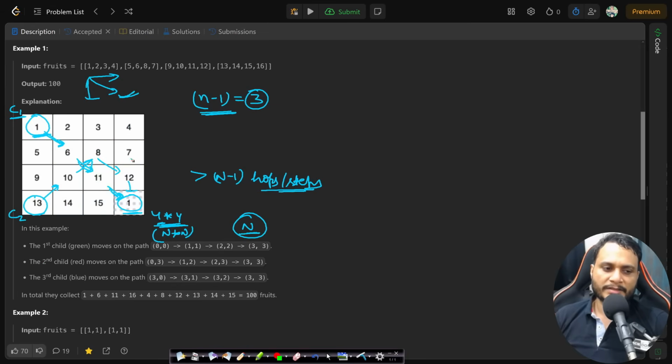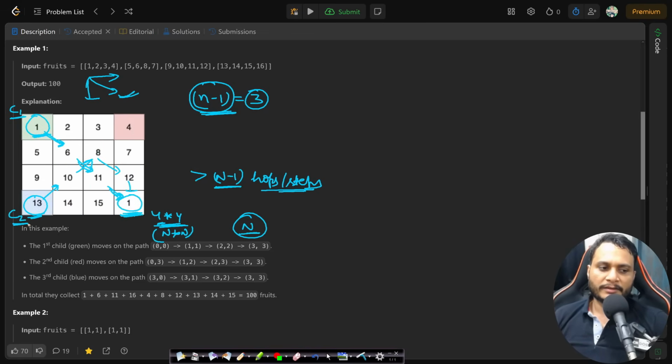Okay, and since the problem already says that we have to take exactly n minus 1 steps to reach the last cell, that means starting from this bottom left, you will never be reaching the diagonal until you reach the last cell, because the last cell is on the diagonal, right? So this is the only point where you will be touching the diagonal. Otherwise you will never be able to touch the diagonal and come back, because it will take more than n minus 1 steps.